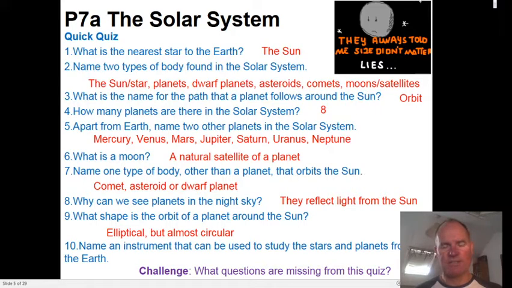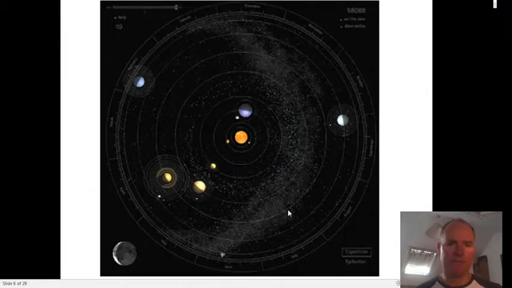And an instrument we can use to study the stars and planets is the telescope, from the earliest days to some of the more elaborate and advanced telescopes that we see today, as you will see in a minute or two. We need to know those. So hopefully we got those, and if we didn't, we've got them now.